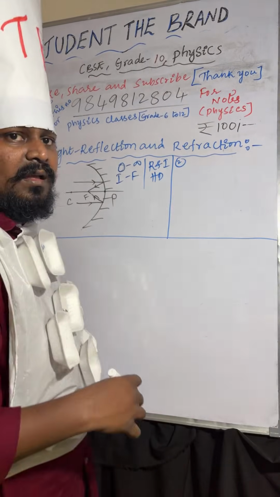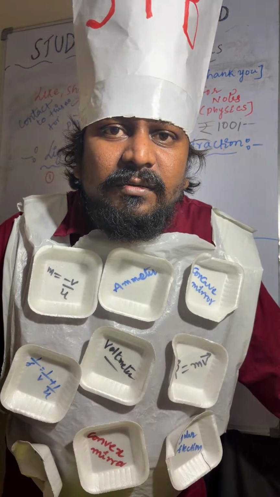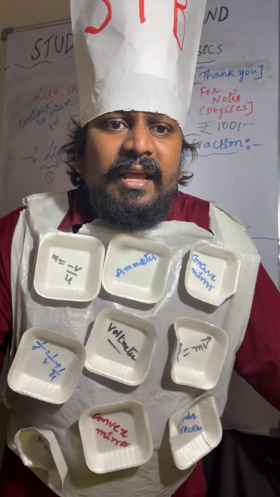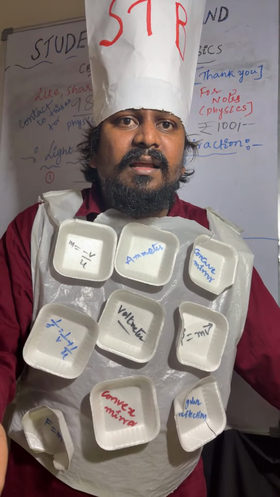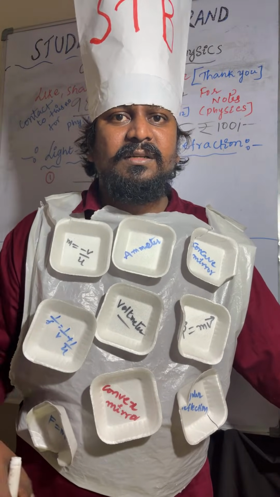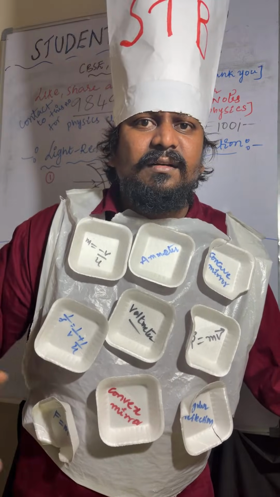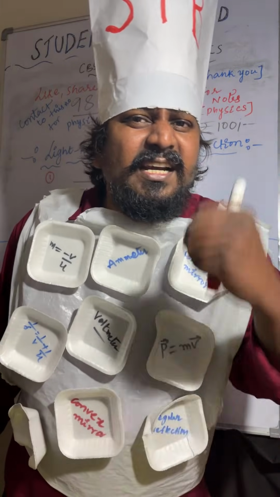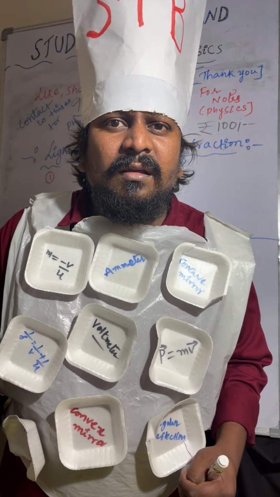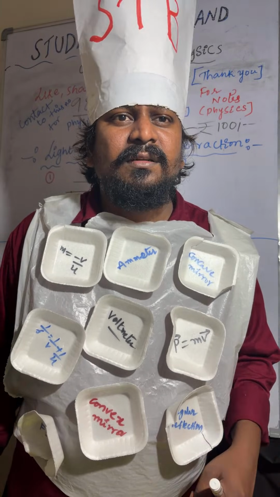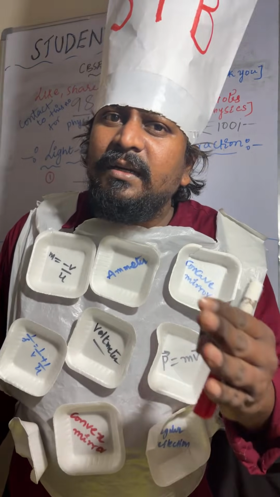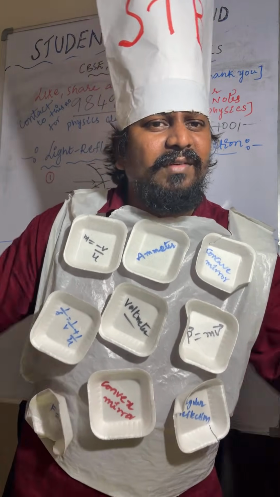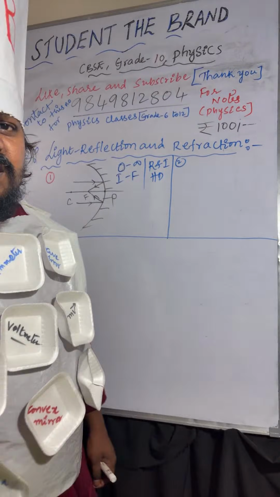Second one: the object is placed beyond the center of curvature, and the image forms between C and F. What is the nature of the image? Real, inverted, and diminished. Very, very important point. Let's discuss.